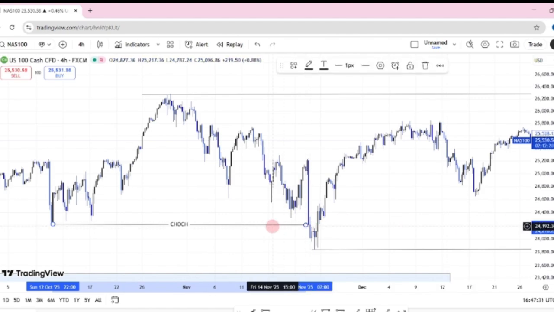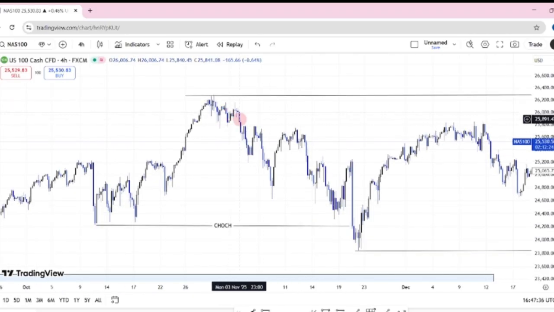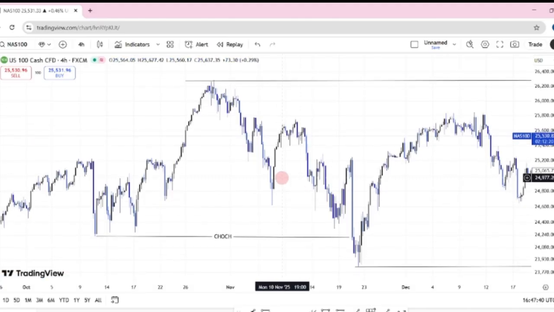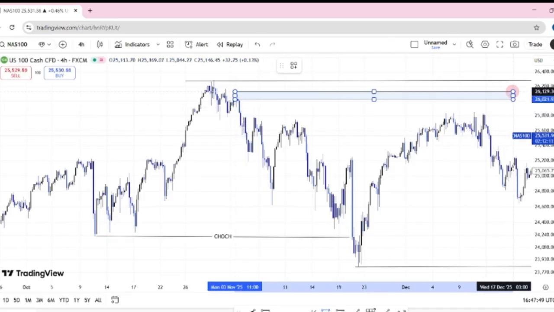So this is what we have as a change of character at this level here, from this push to the downside. Having that as a change of character, we have this level here as our supply. So let's mark our supply on these 4 hours. This is what we have as our supply on the 4 hours.